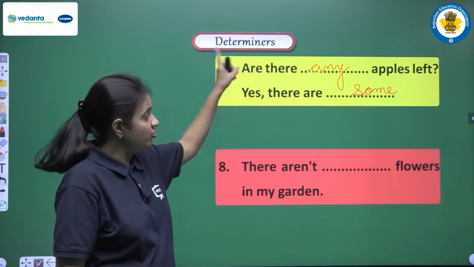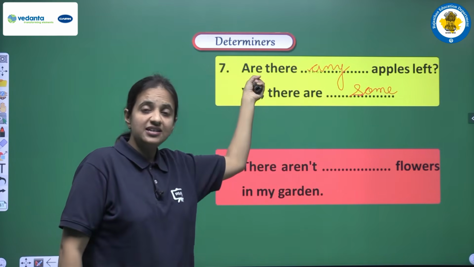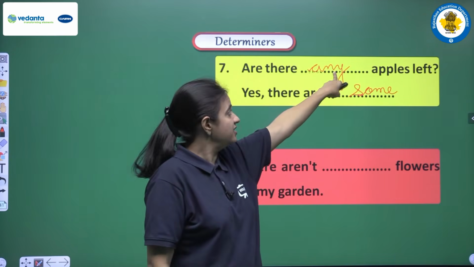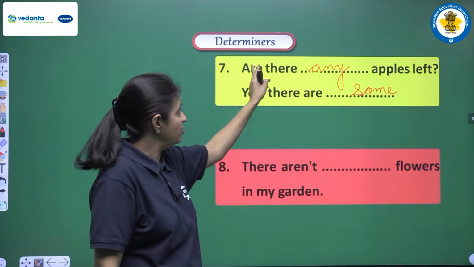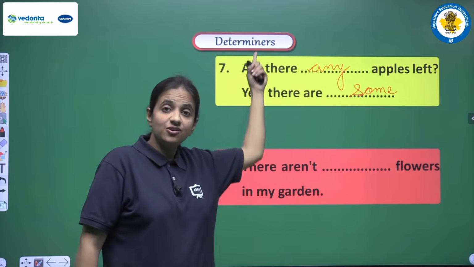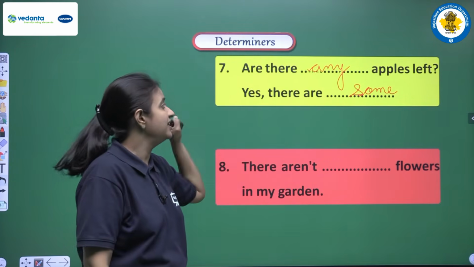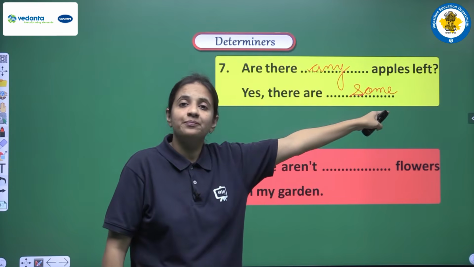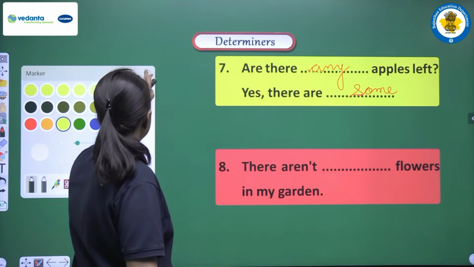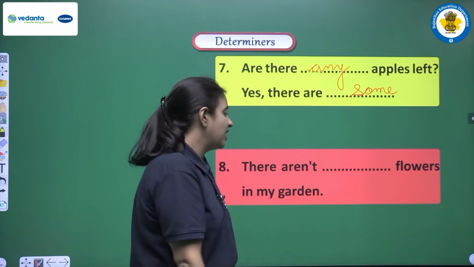Okay. So try to understand the structure of the sentence very carefully. In the first sentence we are having an interrogative sentence. We are having one question. This is the reason we are using any here and we are saying, are there any apples left, and then we are having the answer of this question. This is the reason we are using some here and we are saying that yes, there are some. Clear? Moving on. Next sentence that we are having here is, there aren't flowers in my garden.